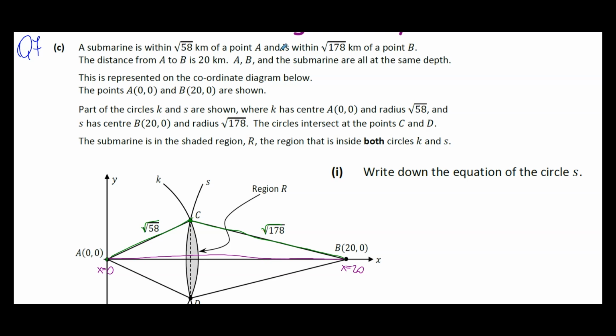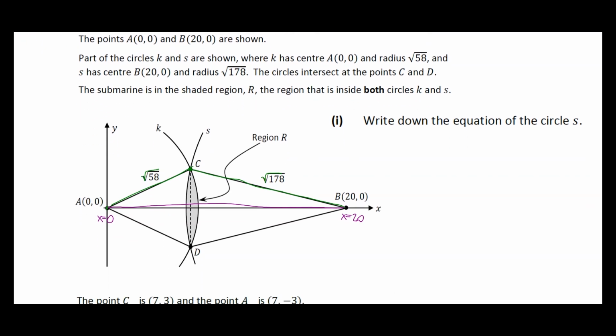A and B and submarine are all at the same depth. This is represented on the coordinate diagram below. The points A (0, 0) and B (20, 0) are shown. Part of the circle K, and I know maybe that's a little bit difficult to see, but here, as you can see, I would have a circle, isn't it? That's just part, and this circle is going. And then here you can see that's a part of another circle, isn't it? That would have been going.